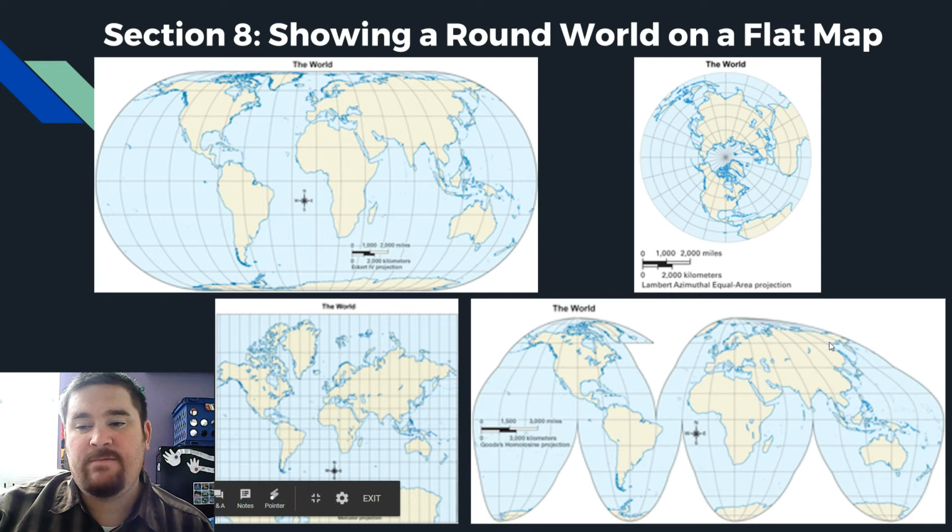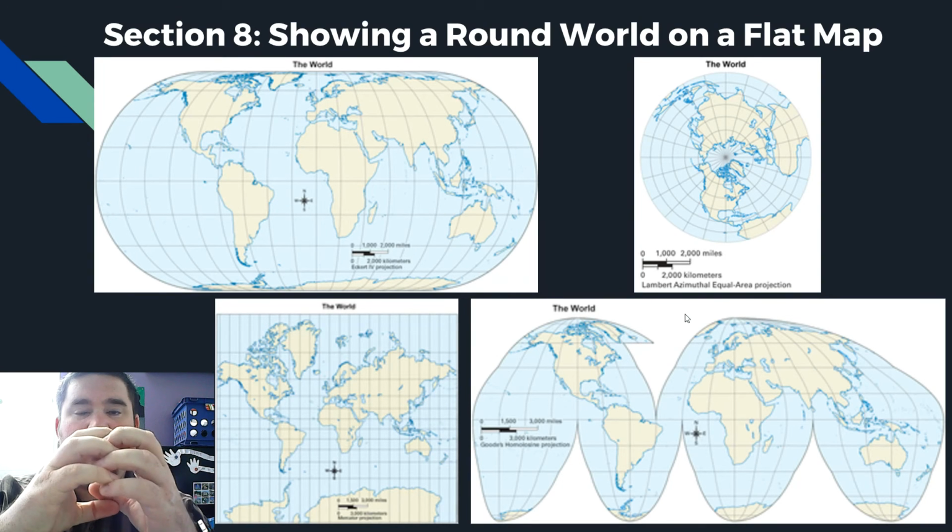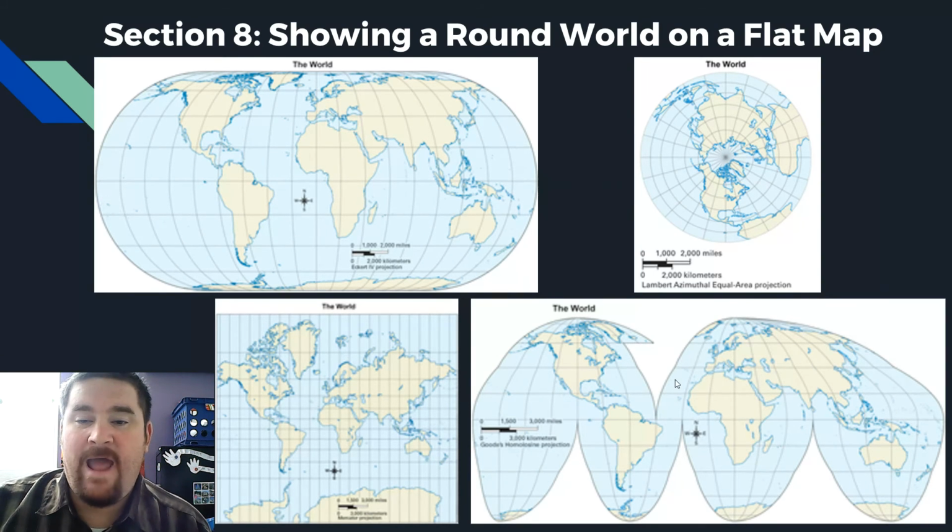This won't distort shapes, but it will distort distances because, as you can see, we've had to make these weird shapes out of the map. And so it's really hard to calculate the distance from here to here. Even though there's really no distance at all, it looks like there's a ton of distance. If I were to cut this out and fold it up on itself, it would look like a globe, and then it would be a little bit more accurate.